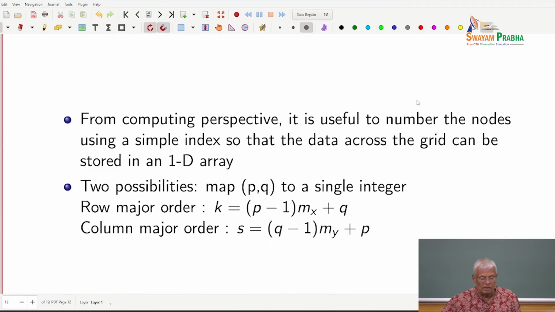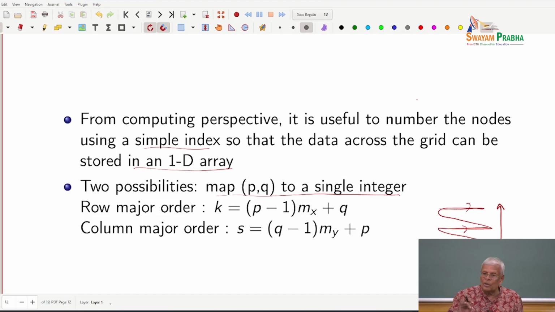To do that, from a computing perspective, it is useful to number the nodes with a single index so that the data across the grid can be stored in a 1D array. There are two possibilities to map p, q into a single integer. If you do the row major order, what is row major order? First row, second row, third row, going bottom up, row by row. And each row goes from left to right. So you collate all the rows and you get a vector. So I get a row major order.